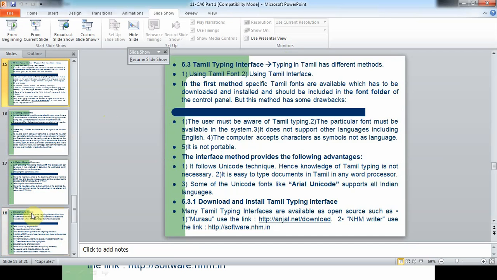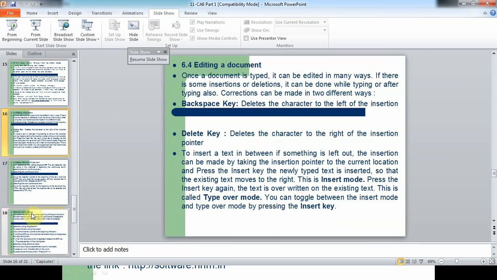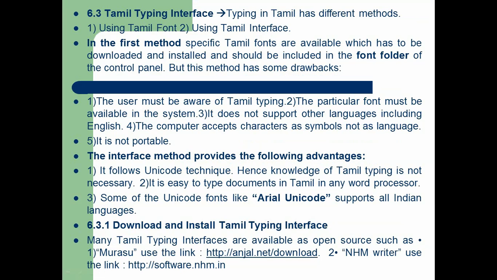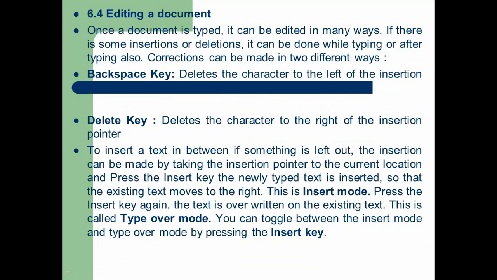Now we are going to see the next topic, called editing a document. How can we edit a document? There are two different keys for editing the document. Number one is backspace, another one is the delete key. By using these keys, we can remove the existing letter or content and retype new content. When you use backspace, it will remove the character left of the insertion point. When you use the delete key, it will remove the character right of the insertion point.